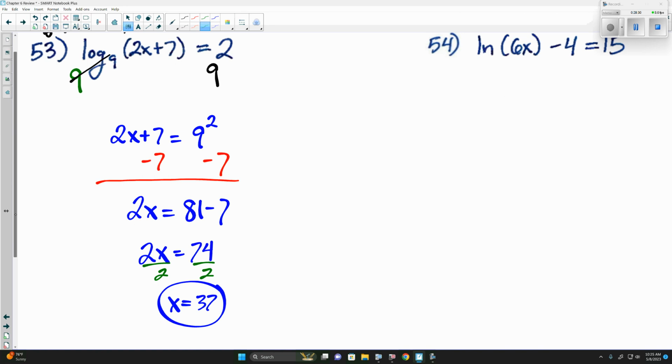Any other questions on 53? Questions on 54? We feel good with 54? Because again, get the logarithm by itself before we can apply the base.